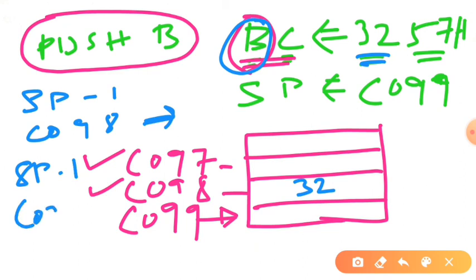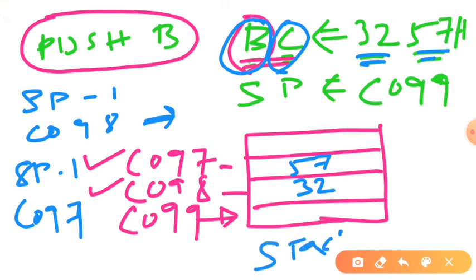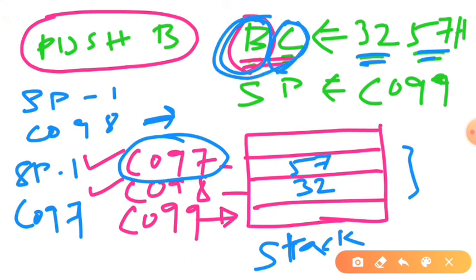Now the corresponding address will be C097. In C097 we will store the lower order byte, the content of register C, that is 57. So we store 57 in memory address C097 in our stack memory. After execution of this instruction, the stack pointer's content will be C097, and the data will be stored in the stack memory, and the content of register pair BC will be unchanged.